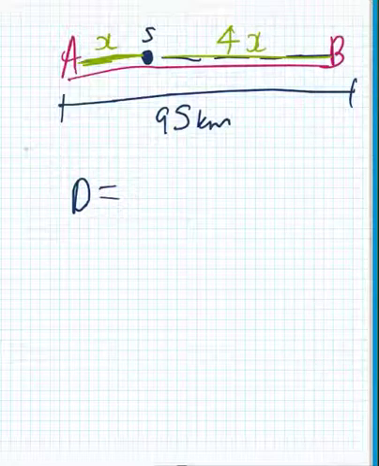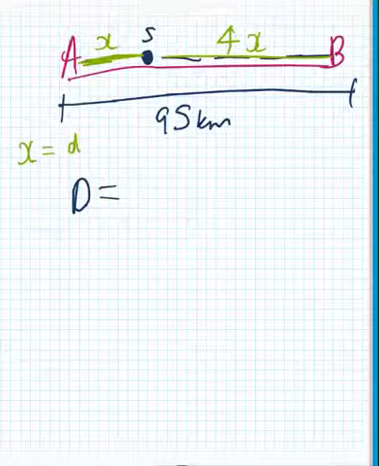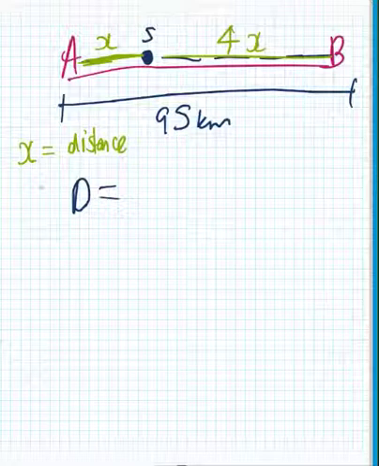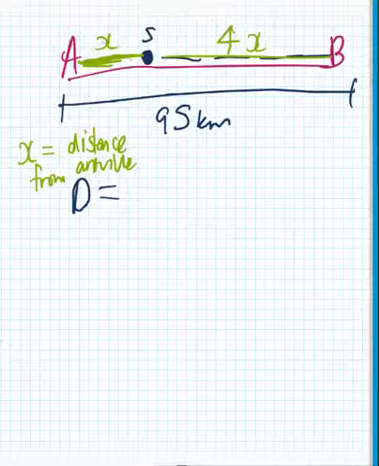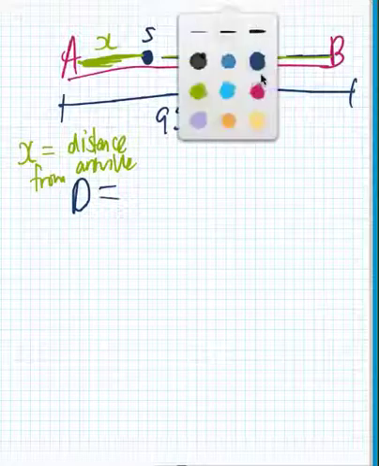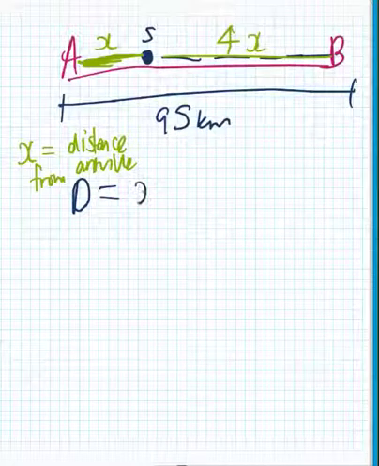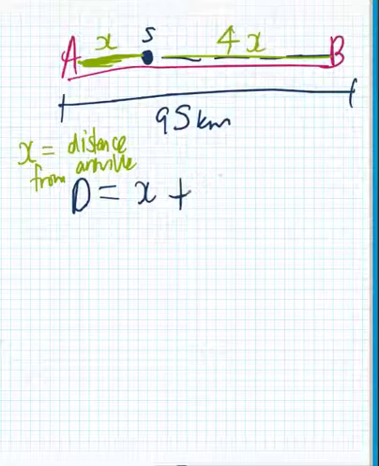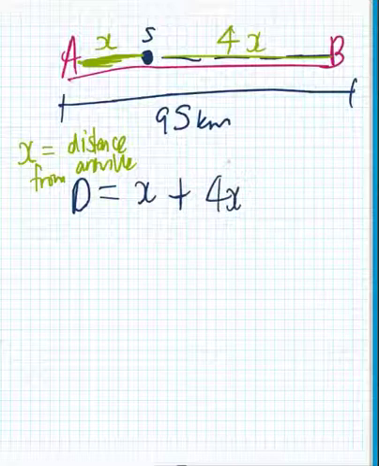So I forgot to mention, X represents the distance from Antville. So from Antville, okay? So it's just this part here. There's Antville, there's a station, it's X. And it tells us that from the station to Bugville, it's 4 times as far. And so the total distance is going to be X plus the 4X. Okay, that gives us the total distance.